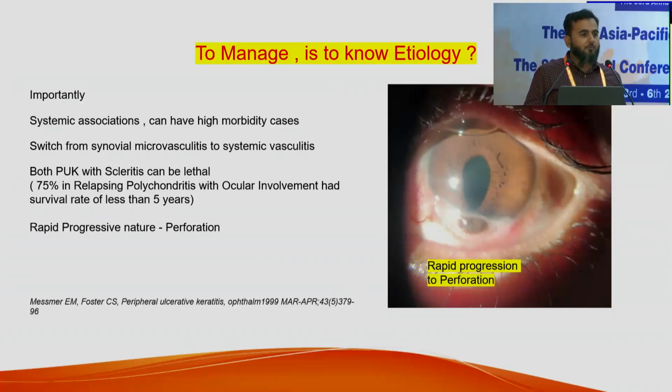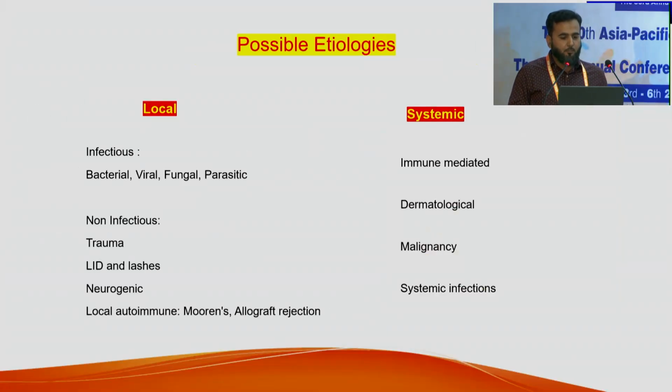Before starting management of a peripheral ulcerative lesion, one should be thorough with the investigations and know the etiology behind it. Because systemic associations are there, and PUK in case of rheumatoid arthritis suggests a switch from synovial microvasculitis to systemic vasculitis. Both PUK and scleritis association can be lethal, and the survival rate is less than 75% in case of relapsing polychondritis. Also, in some cases, PUK can progress very rapidly, leading to perforation of the cornea.